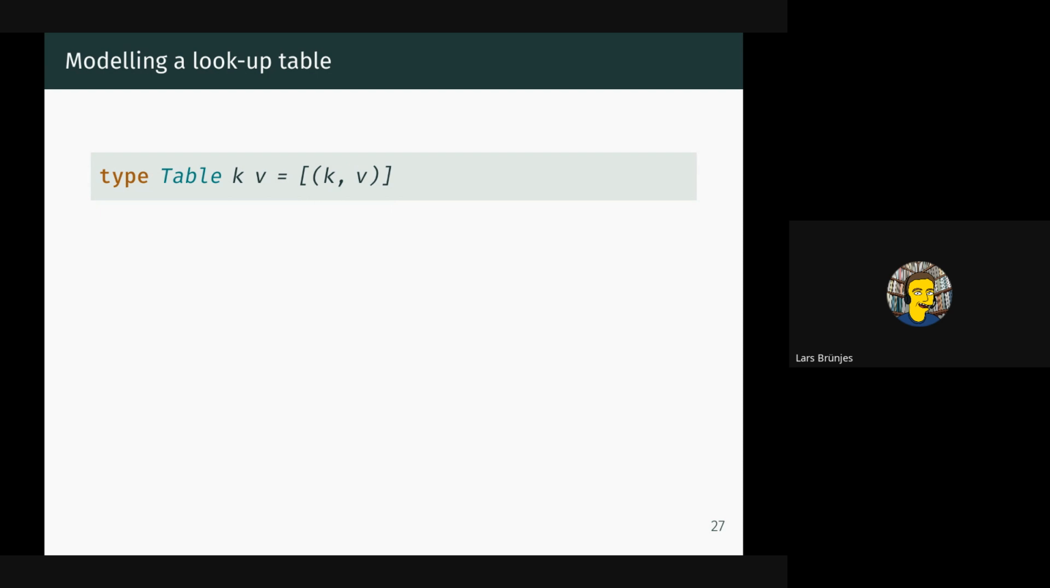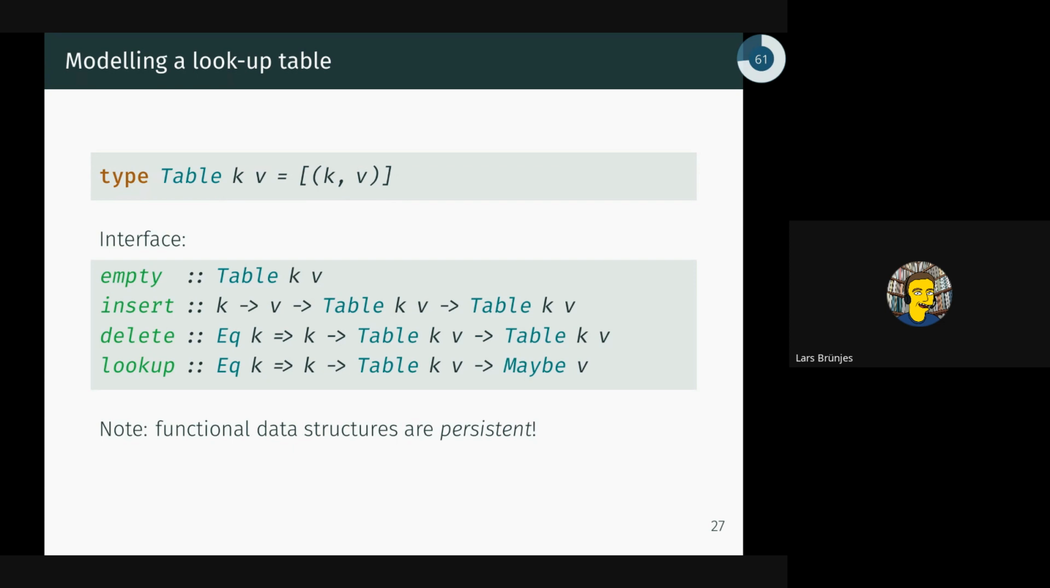But nevertheless, so that's the idea. And we could, of course, work with this type directly, but we instead give it a name. So we use this type keyword to give a different name for this. And we want to implement this interface. So we want to have a way to construct the empty table. We want to be able to insert into the table.